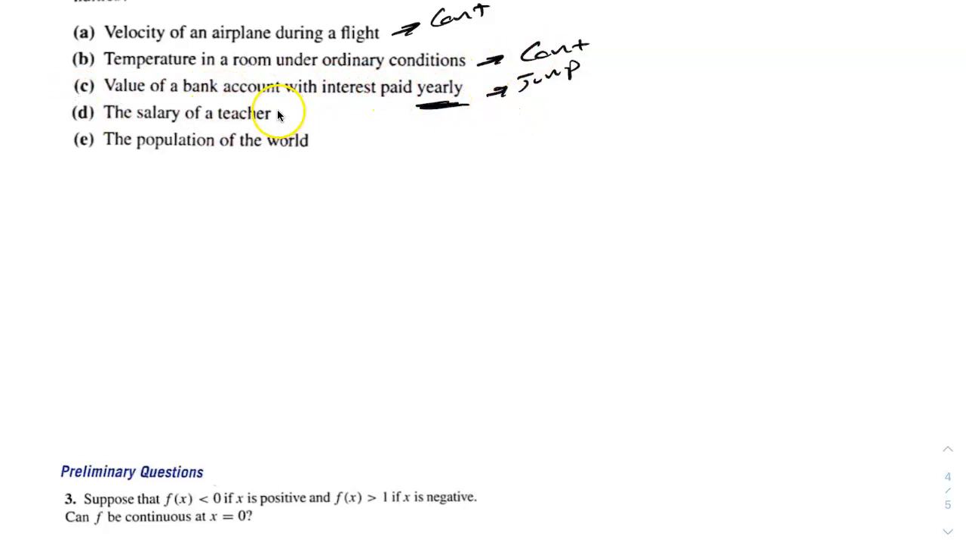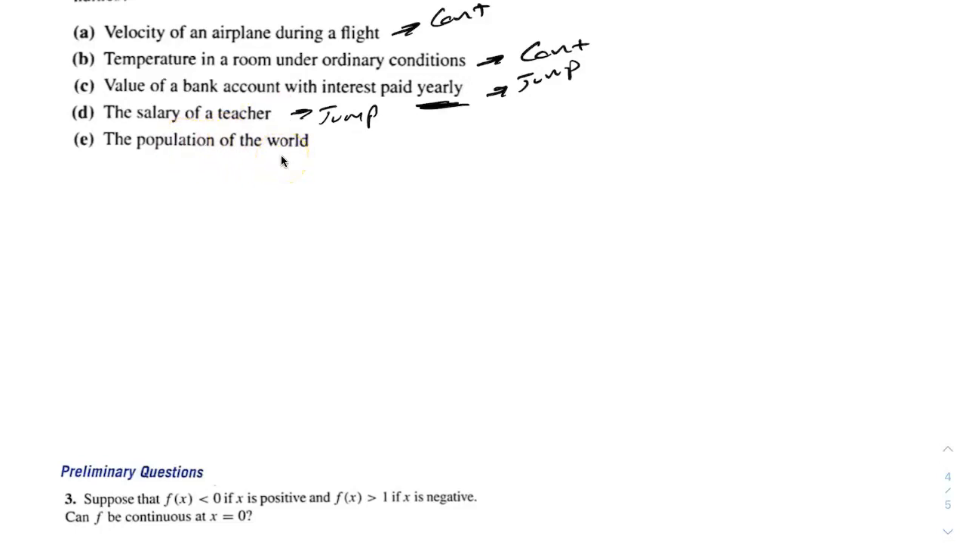Salary of a teacher. Maybe you don't know this, but your pay doesn't just increase throughout the year. At the end of the year, you might get paid more because you've been teaching for an extra year, so now you get a salary bump. So that'll be a jump again. Population of the world.